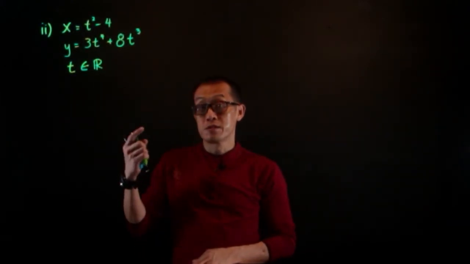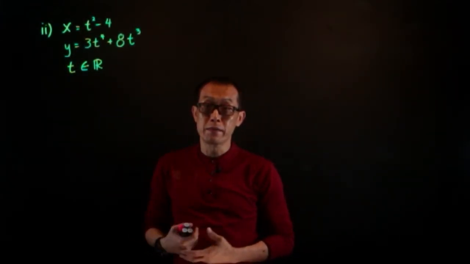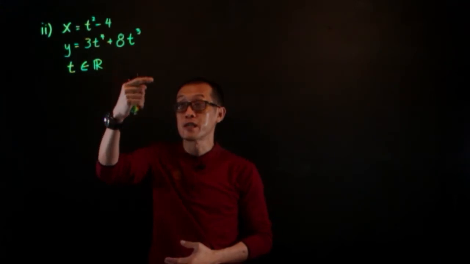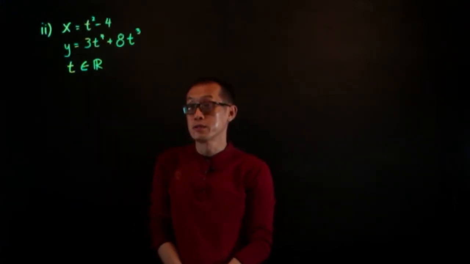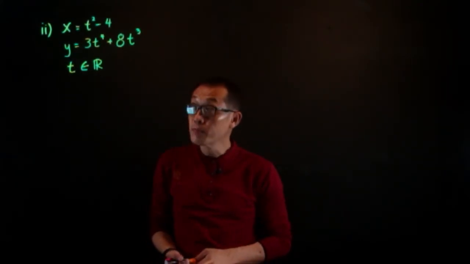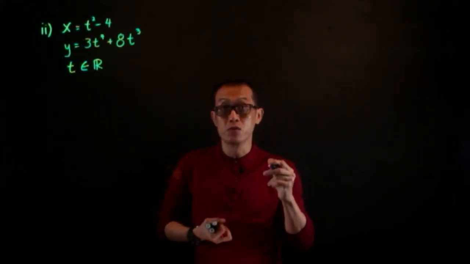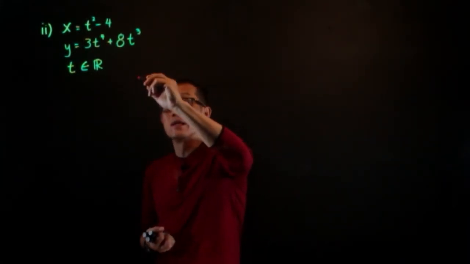Now, to provide the sketch is very simple. You set your GC to parametric mode and then just key in the given equation. Make sure your window setting is huge. Now, how will the graph look like if you key it into the calculator?